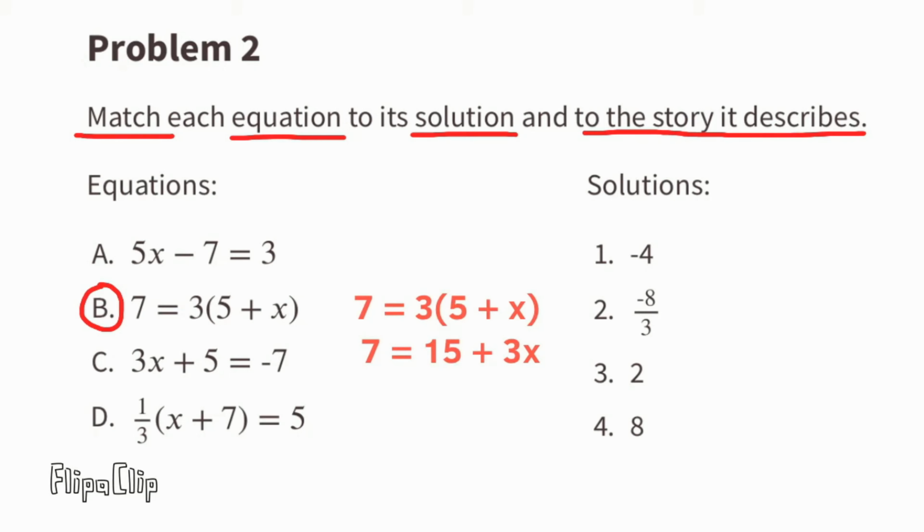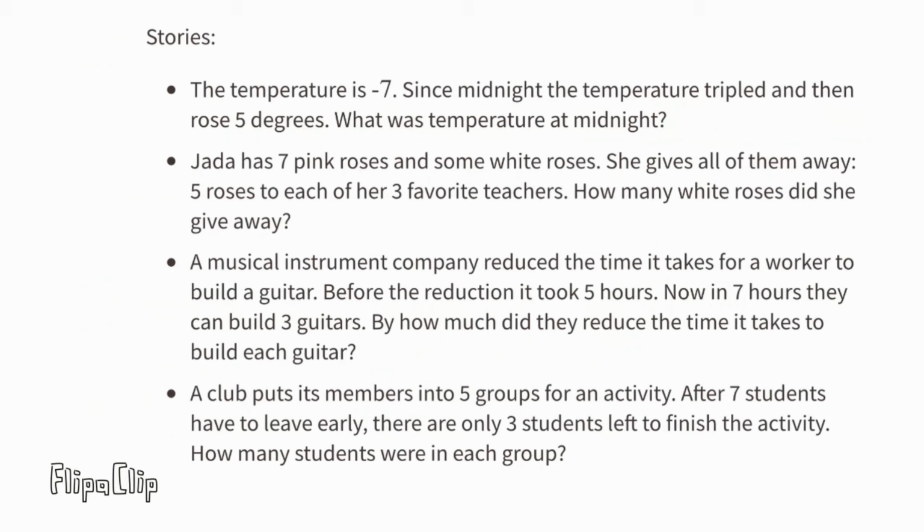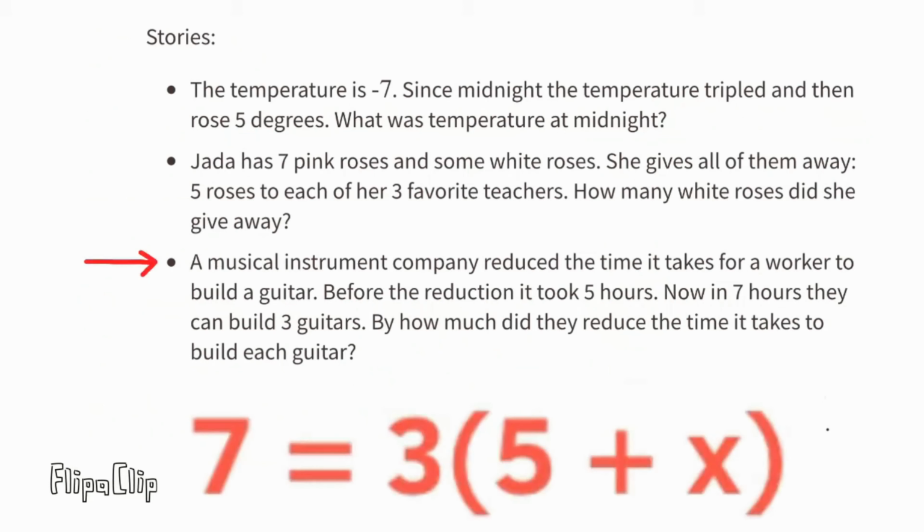Next, we have to subtract 15 from both sides. That leaves us with negative 8 equals 3x. Finally, we'll divide both sides by 3. That leaves us with negative 8 over 3 equals x, or x equals negative 8 thirds. The solution to equation B would be the second solution, negative 8 thirds. I think that the story described by equation B is the story about building guitars.